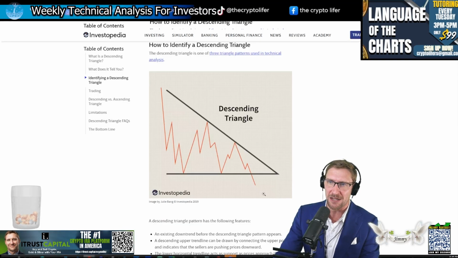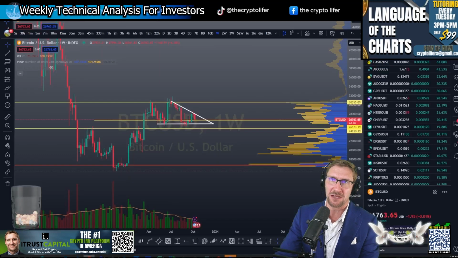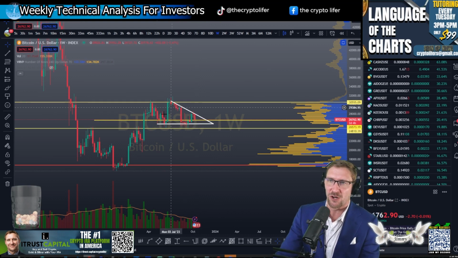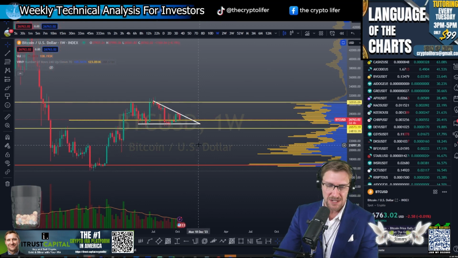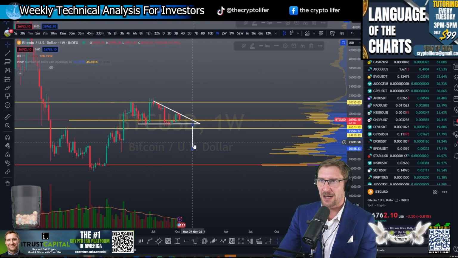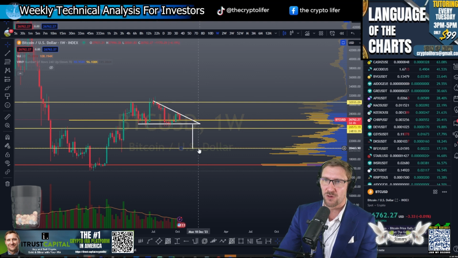Descending triangles break to the downside 68% of the time, mainly, rounding up. Most of the time, you're going to see these dump. And lately, almost like the last 7 descending triangles I found on multiple time frames have all dropped to the downside. This would give us a target, all right, of about 20,094, 20,000, or 20,300. That's the area that we could be falling to the downside.